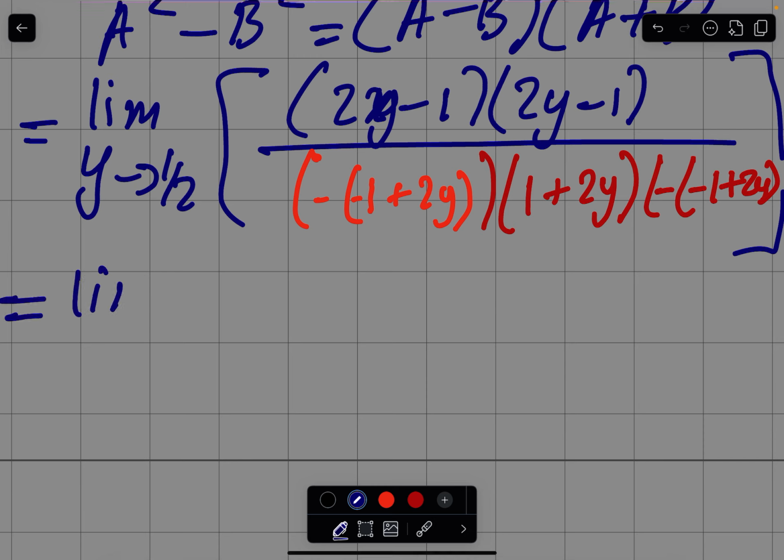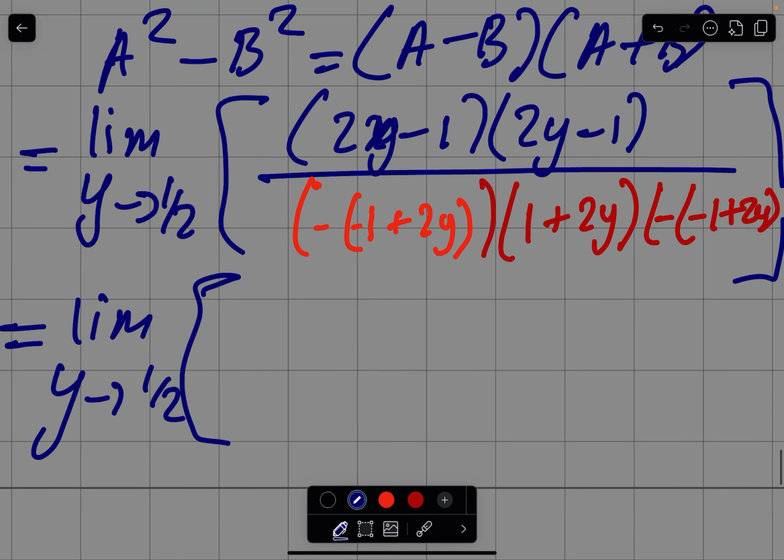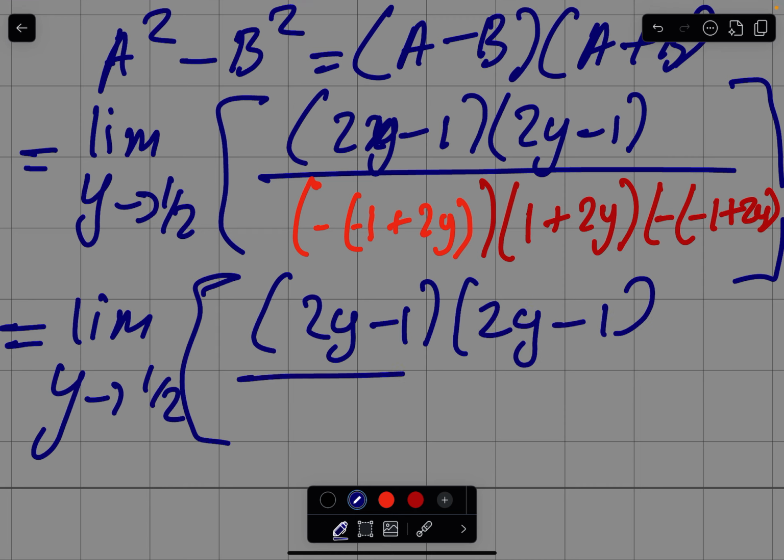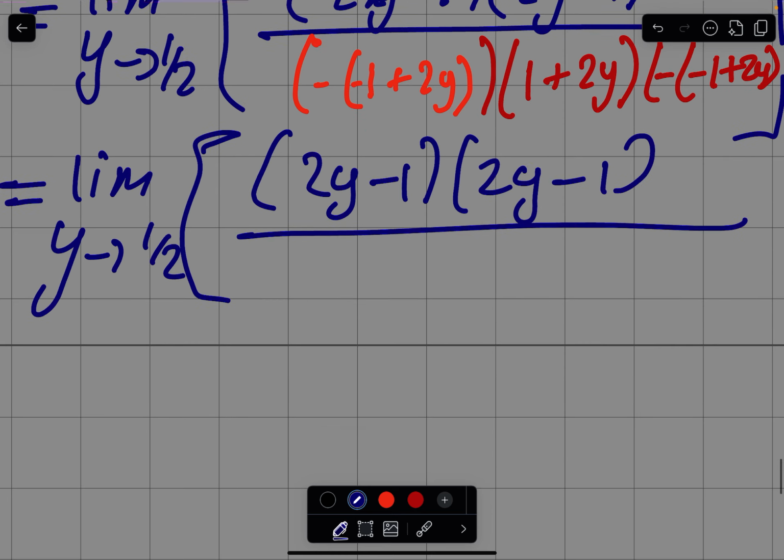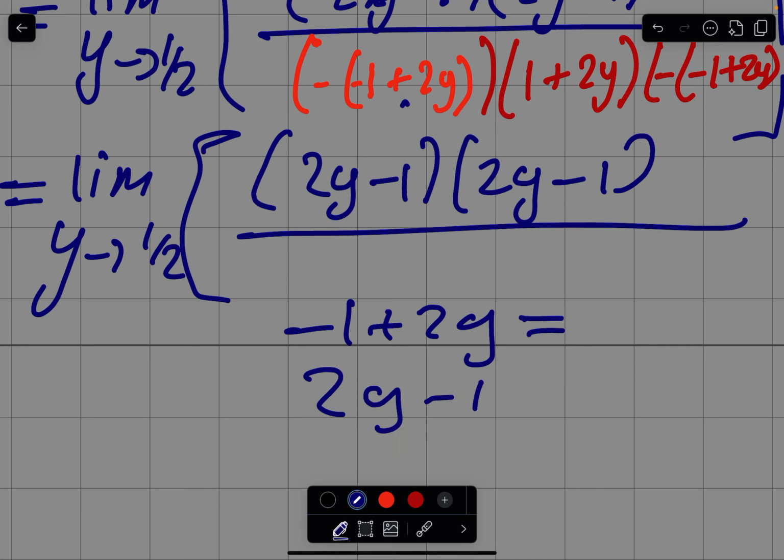So we're going to have the limit as y approaches 1 over 2. Understand? You're going to have 2y minus 1, 2y minus 1, all divided by what? We know negative 1 plus 2y is the same as 2y minus 1, which means I can write this thing as this one. Understand?